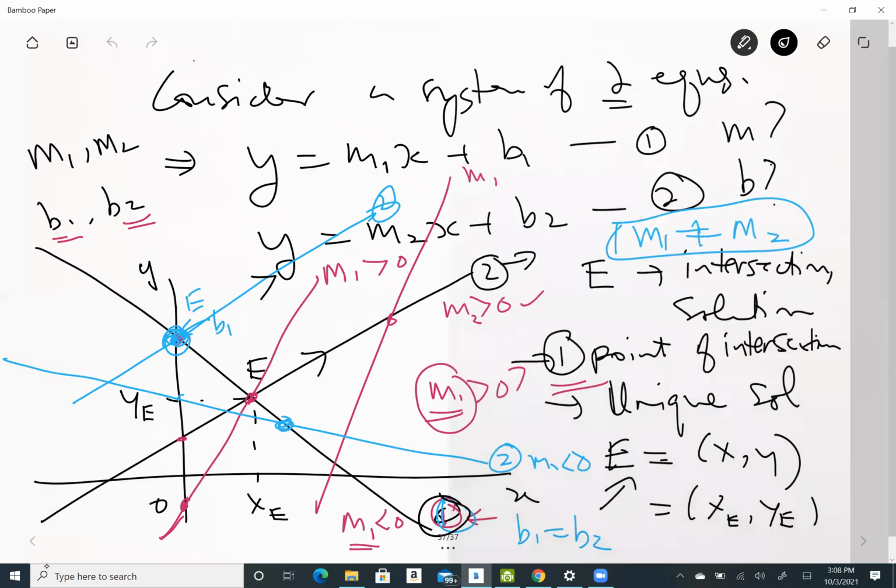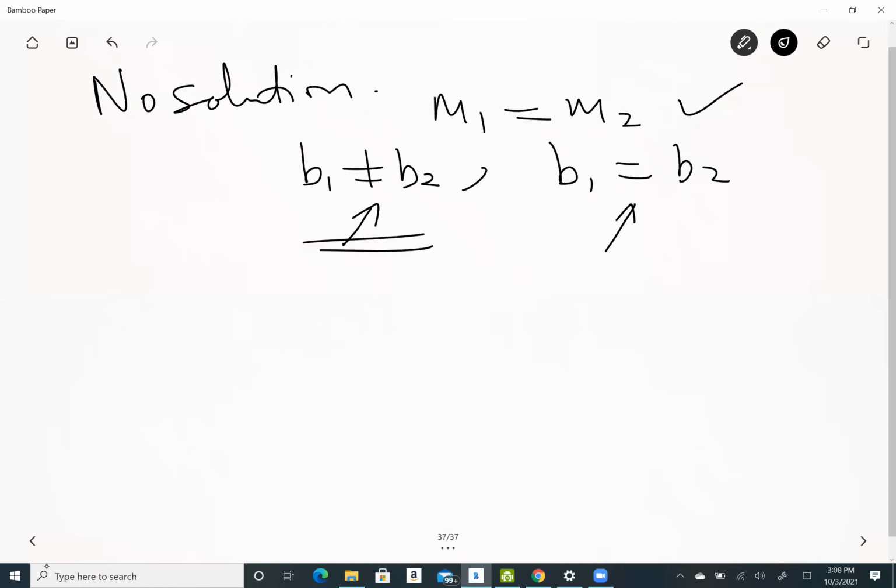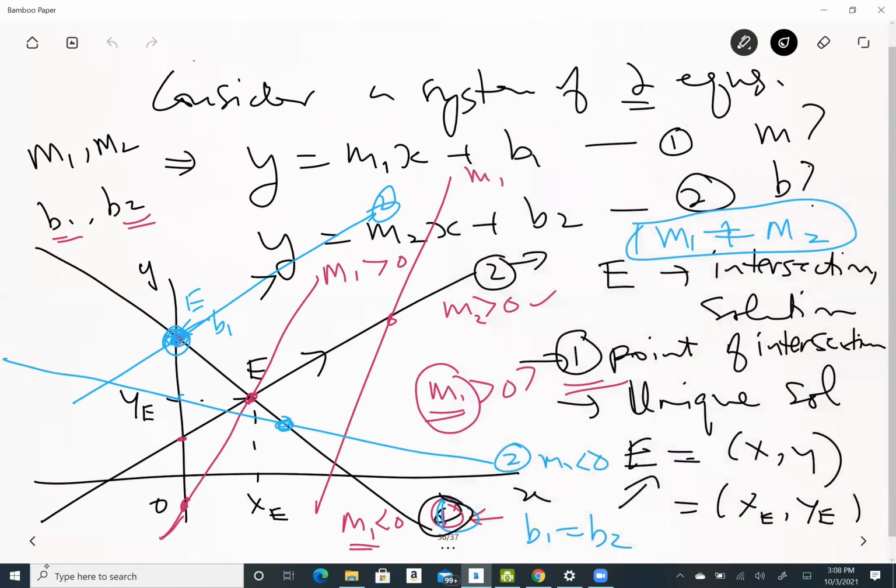Okay, we start with the first case. If B1 is not equal to B2, how do the lines look on the graph? Parallel. Okay. If B1 is not equal to B2, let's say I draw the blue line here as number 1. Number 2 is already there. You have the slope already equal, so the lines must be parallel, and the B's are not the same. So B1 is here, B2 is over there. The lines are parallel.